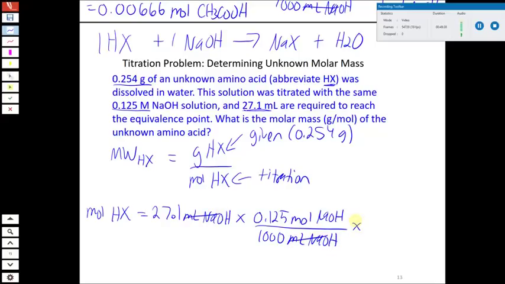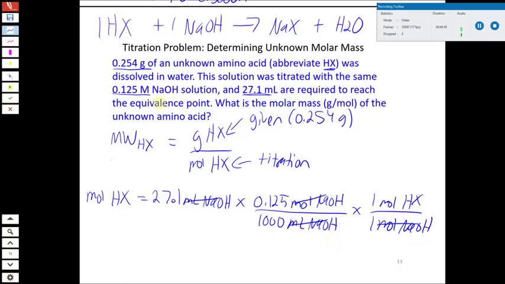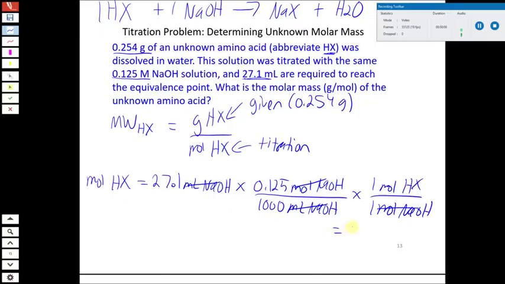And then we use mole ratios to figure out how many moles of acid there are. It is again in this problem 1-to-1. It won't always be 1-to-1, so you have to make sure you have the balanced equation and look at the coefficients. Don't just assume that this will always be 1-to-1. But it's 1-to-1 here because both acid and base have coefficients of 1 in front of them. And that allows us to calculate that we have 0.00339 moles of our acid HX.